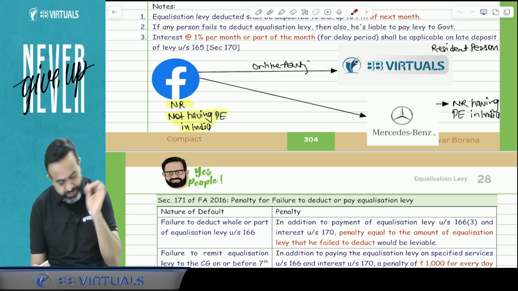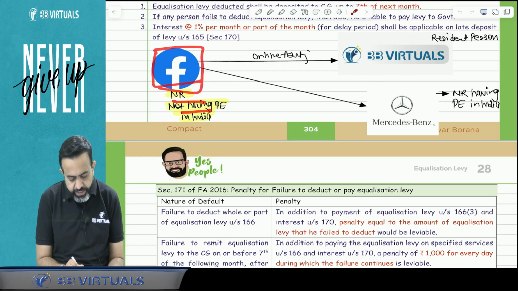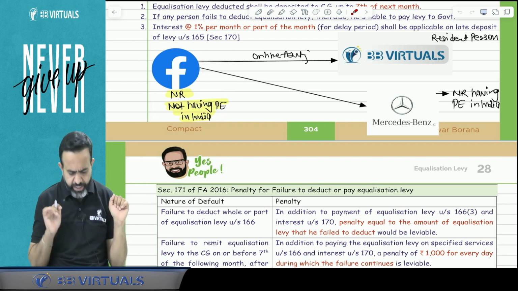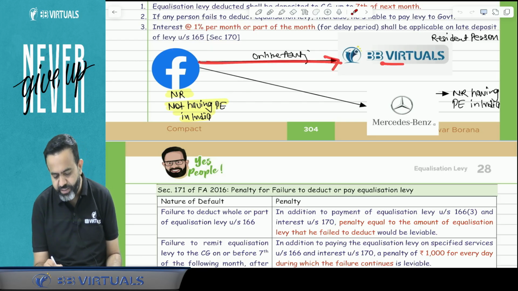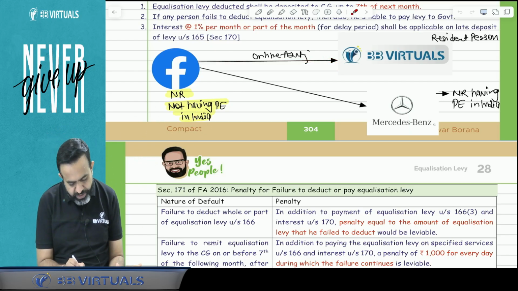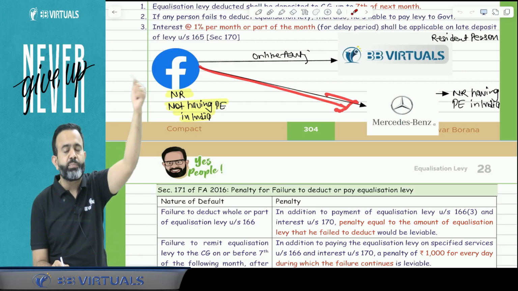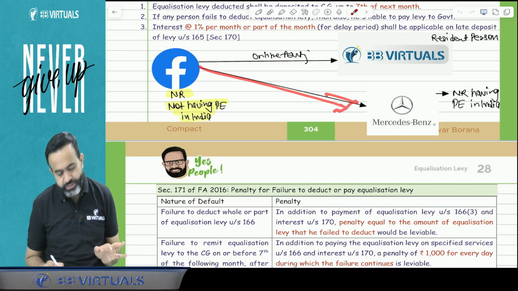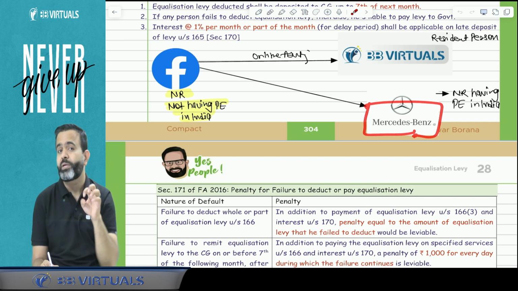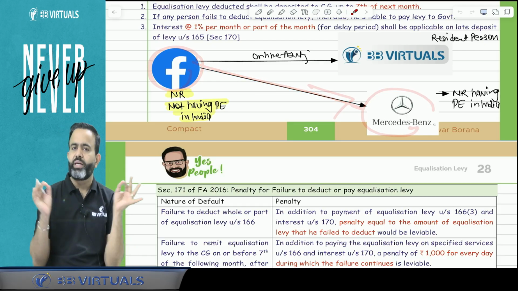Now what does equalization levy say? Equalization levy is applicable when any non-resident, for example Facebook, does not have any permanent establishment in India, and they are providing an online advertisement service to any person resident in India, for example BB Virtual. Or suppose Facebook, a non-resident not having a PE in India, provides the online advertisement service to any other non-resident who has a PE in India. For example, Mercedes-Benz, from Germany, has a permanent establishment in India, and Facebook provides online advertisement service to Mercedes-Benz India. In this particular case, equalization levy is applicable.